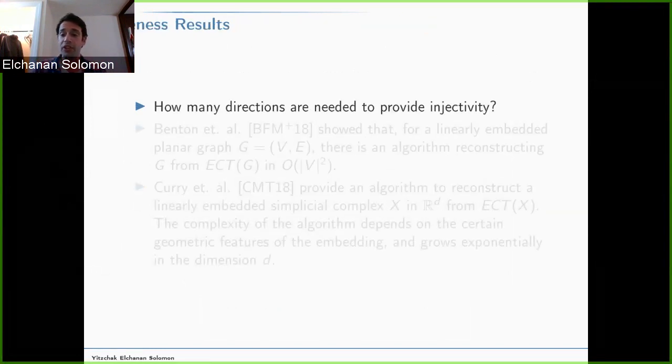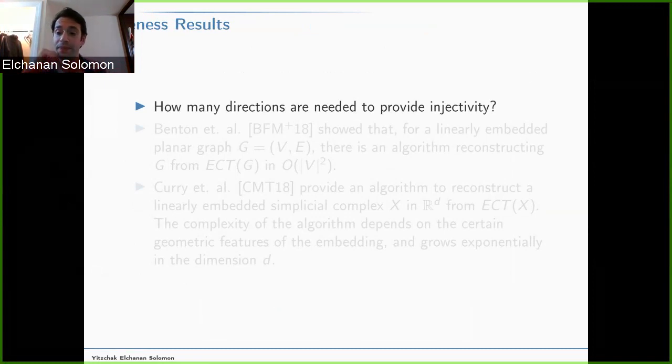In addition to questions of injectivity, you can go onwards and ask, how many directions do I really need to compute to get this injectivity result? Because we have observed that these invariants are really complicated. Do I really need to probe every direction on the sphere?